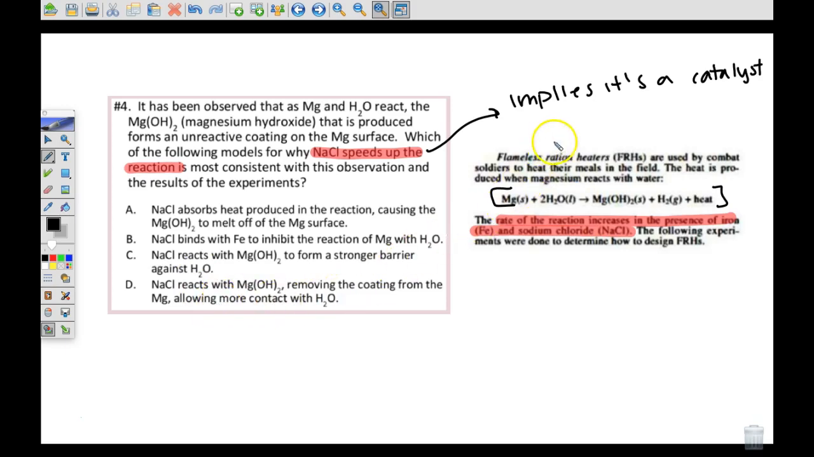So because it doesn't become a part of the reaction, when I see the word reacts, I know these 2 options are out, because as a catalyst, sodium chloride isn't reacting with any of these things. It's just kind of helping it along. The same goes with the word binds. Binds also implies that sodium chloride's reacting with it. So that option's also out, which leaves A as our best answer.